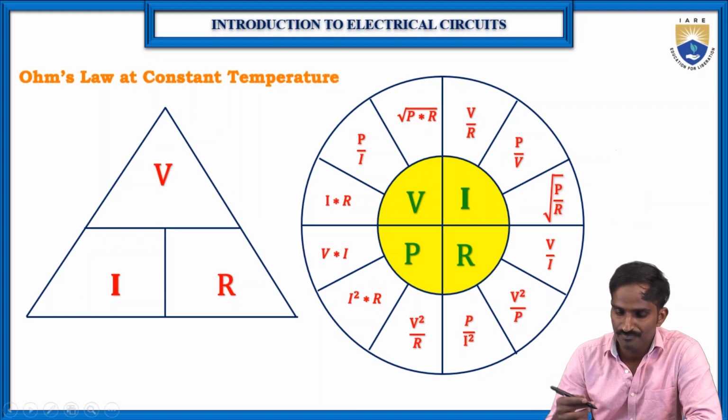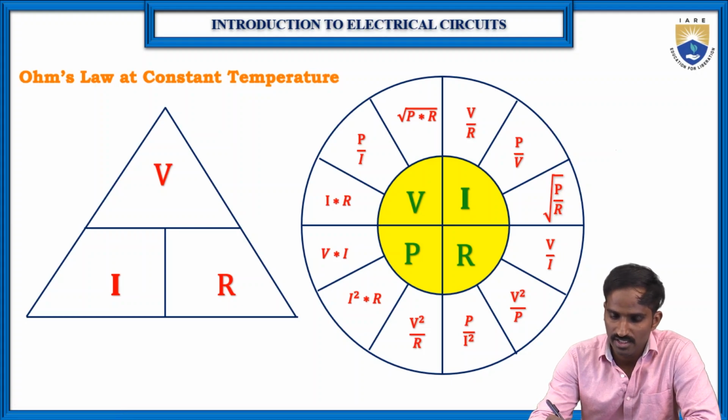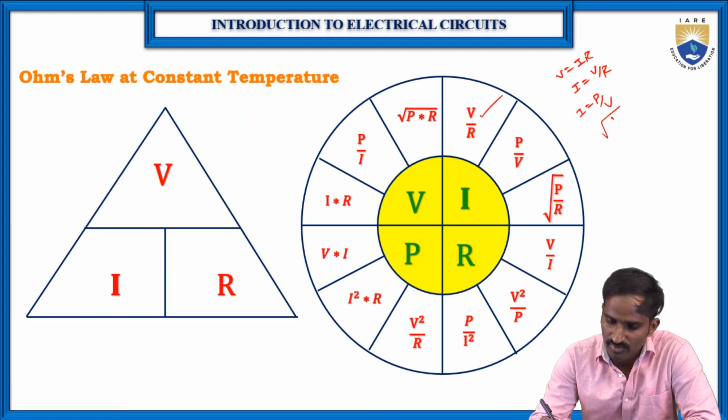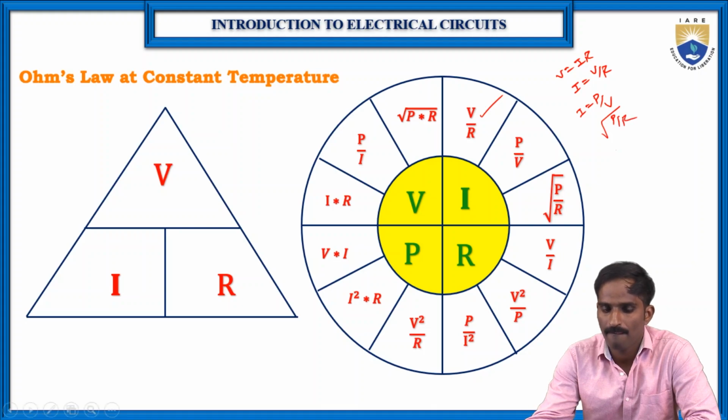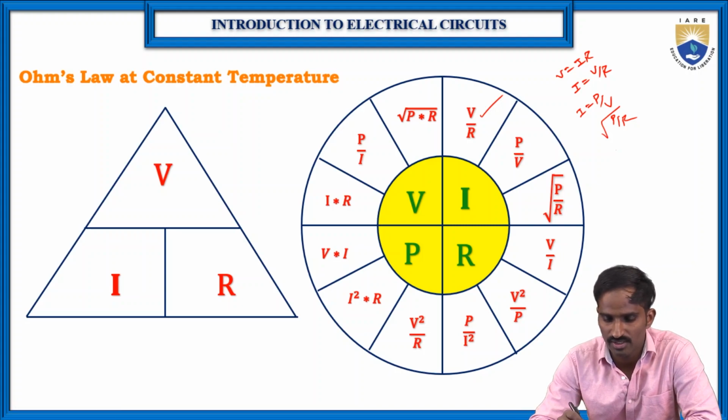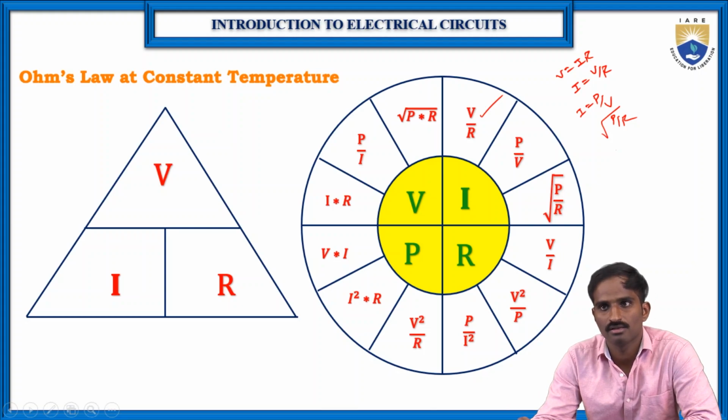Even I is equal to, because as we know V is equal to I into R, which means I is equal to V by R. This is V by R. And similarly I is equal to P by V, and I is equal to square root of P by R. As you can see, these are almost similar, because here it is into and instead of into here it is divided by R. Here I is just replaced by R.